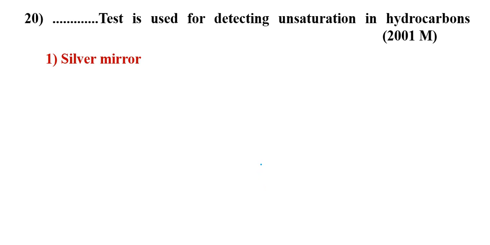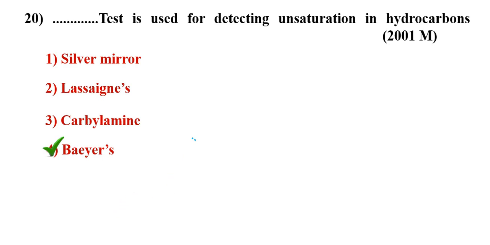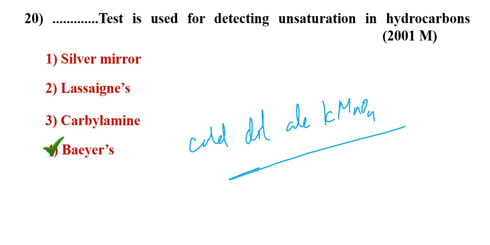Which test is used for detecting unsaturation in hydrocarbons? Silver mirror, Lassaigne's, carbylamine, Baeyer's test. What is the Baeyer's reagent? Cold dilute alkaline KMnO4. Okay, whenever double bonds, pi bonds, are there, diols are formed in case of alkenes. In case of alkynes, it is forming carboxylic acids.